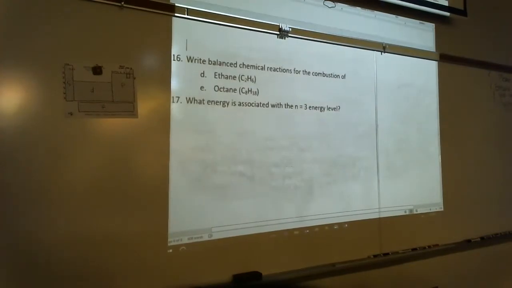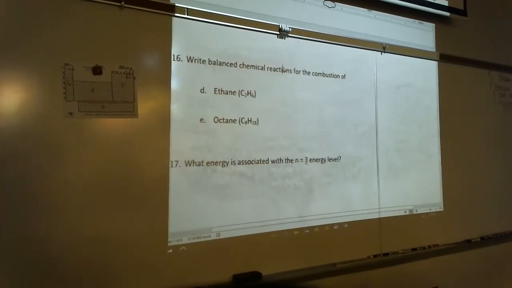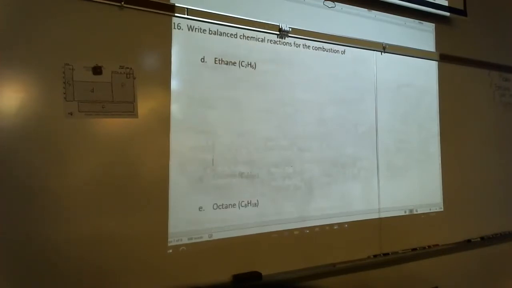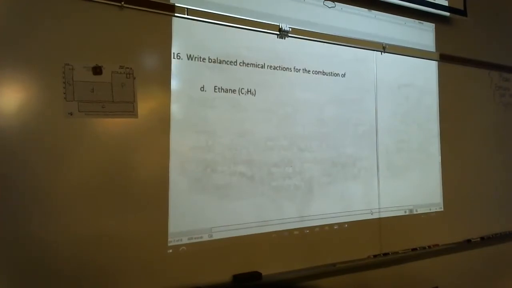Okay, chemical reactions. We're doing some combustion. So that is a very specific type of reaction. What is, actually I probably want more space for each one of these. What is a combustion reaction?